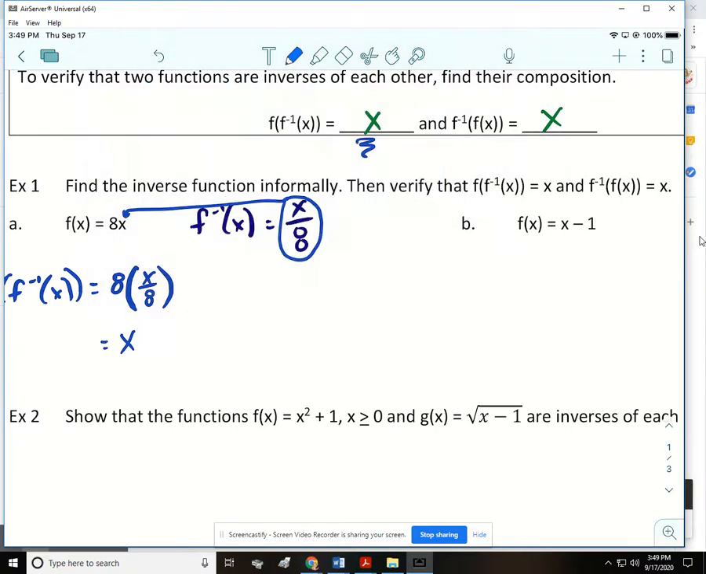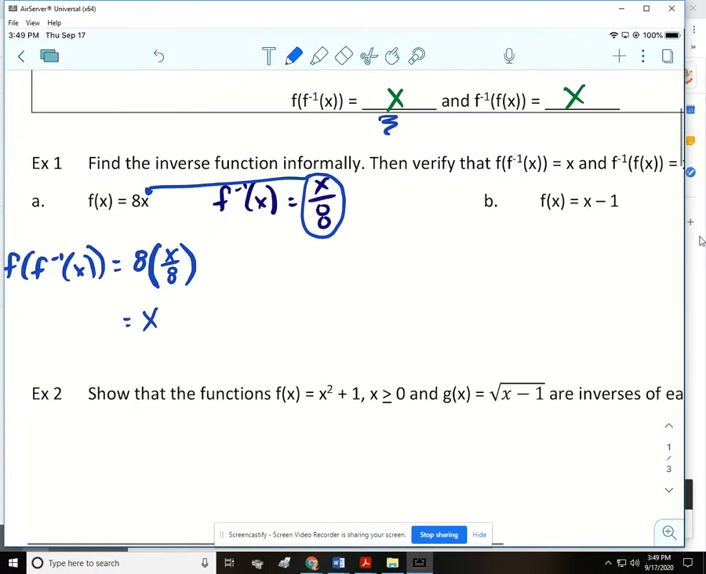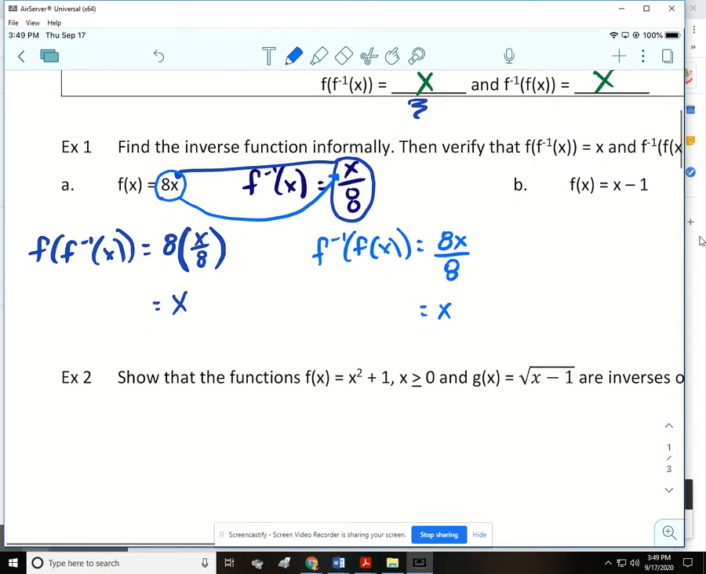Okay, we have to do it the other way also. We have to take f inverse and put f of x into it. All right, so this time I'm going to take 8x and stick it into the inverse function, which means I'm just going to divide it by 8. And when I do that, I'm just left with x. That's how you verify inverses.